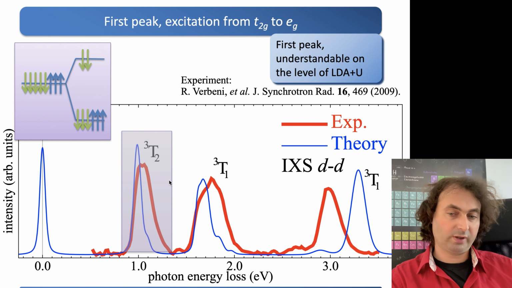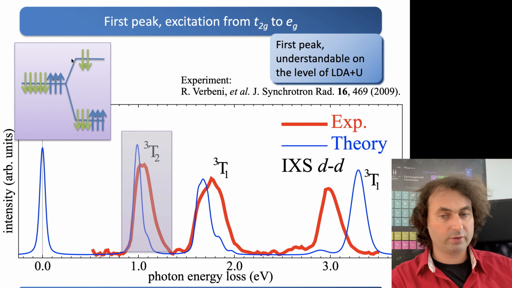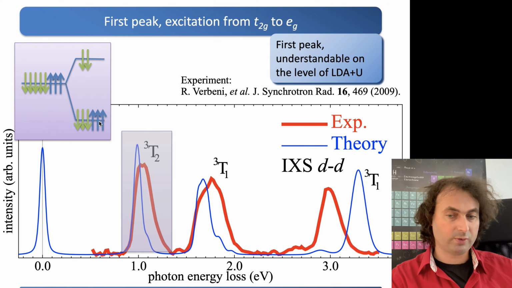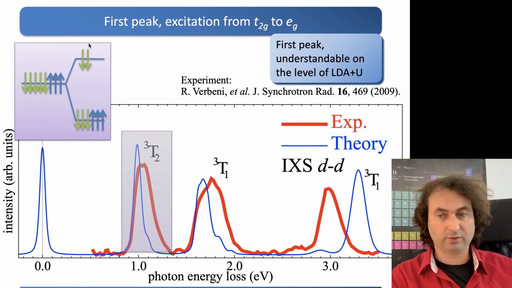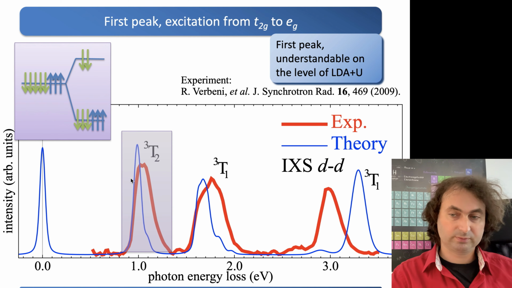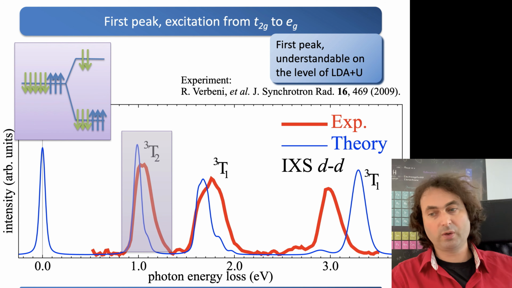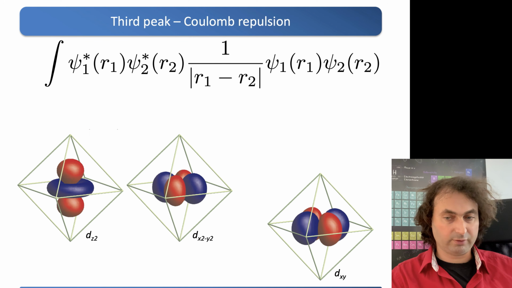Now the first peak you can understand on a mean field level, where you just say I have my orbitals in this filling, I take 1 electron out of the lower orbital and I place it in the upper orbital. That gives you an energy excitation that corresponds to the energy difference between the 1 particle T2G and EG orbitals, and that sits at 1.1 eV. And that's exactly the energy that you see in the experiment. So this you can understand on a mean field level.